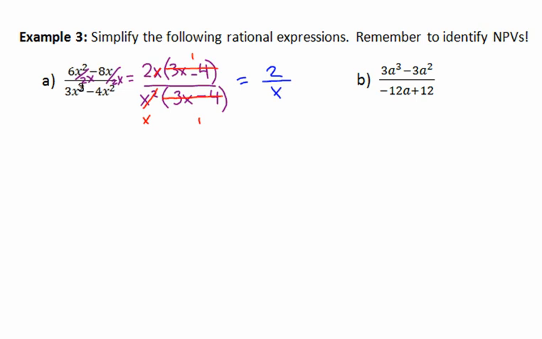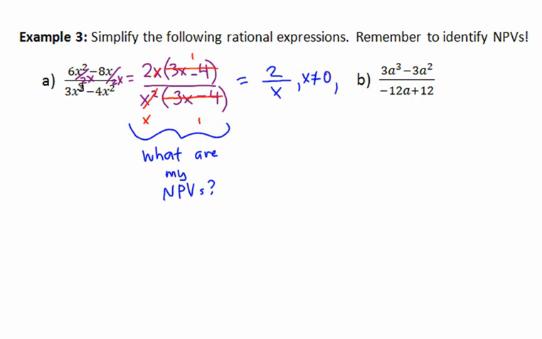Okay, we have to do our NPVs. Where are we going to look to see our NPVs? The bottom, before cancellation. So this is where you're looking to see what are my NPVs when it's in factored form before it all canceled. X can't be equal to, for the x squared, what would that be? 0.